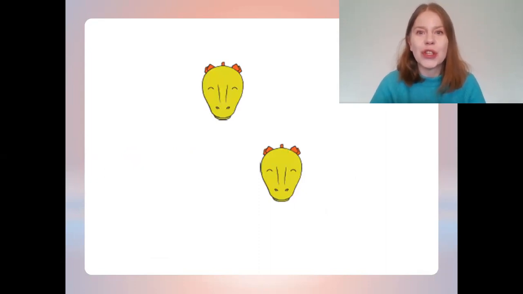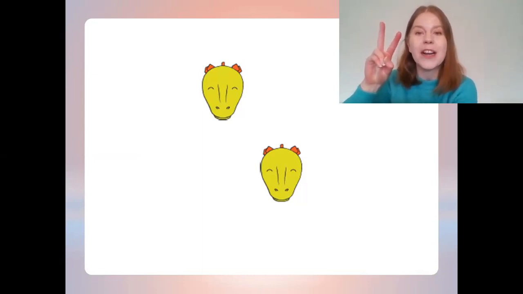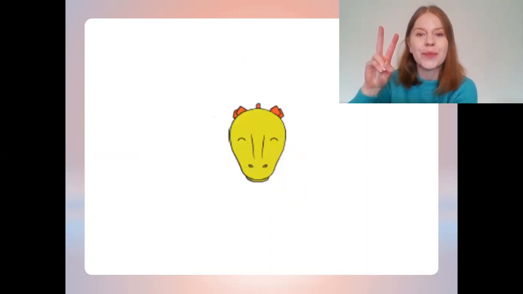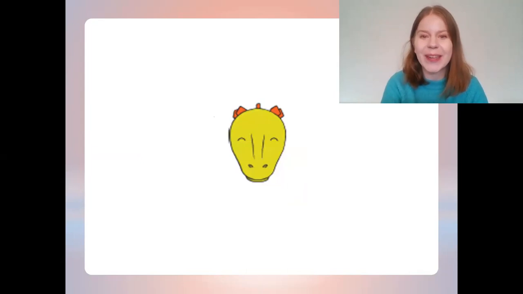Okay, I want you to look at how many dinosaurs I have on the screen and quickly tell me how many you can see. How many can you see? 2. Lovely. I can see 1 on the top and 1 on the bottom. I know 1 add 1 is 2. How many can you see? That's right, just 1. Well done.